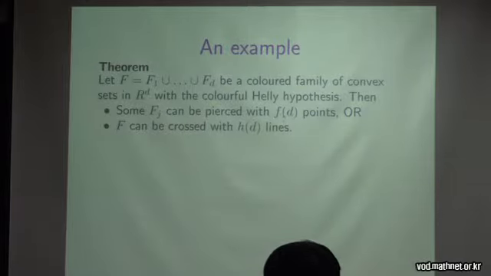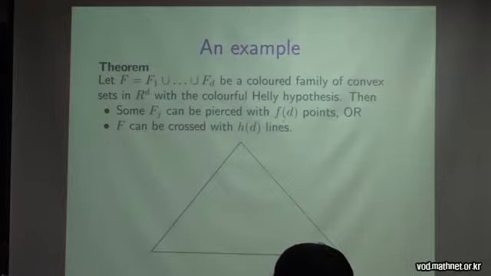So, can I do it with one line? And this actually took a while. The answer is no, and this is an example. Let me start with a triangle, and I'm going to construct the first family in the following way. I want to take triangles that have one vertex in each of the sides of this big triangle, and I want no three of them to intersect.